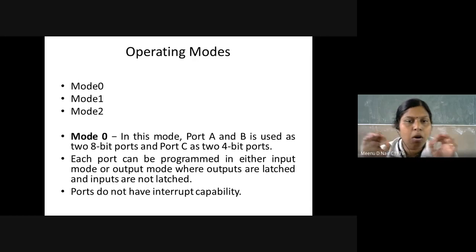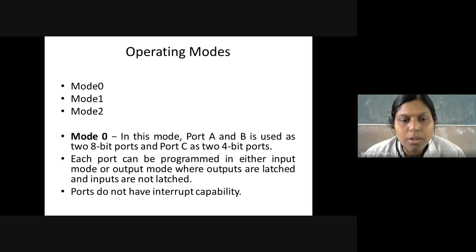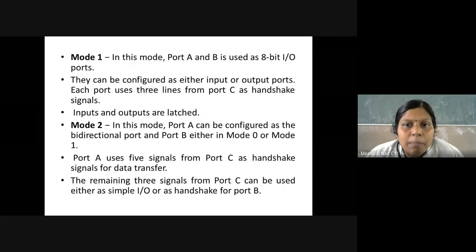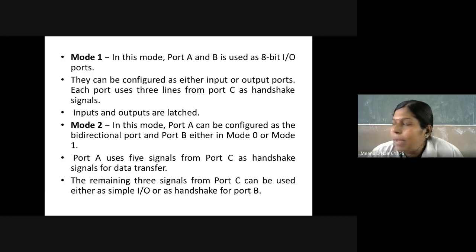So there are 3 modes: mode 0, mode 1 and mode 2. In mode 0 of operation, ports A, B as well as port C act as input output ports. Then what happens in mode 1? Port A and B act as input output ports, and 3 bits of port C act as the handshake signals for port A, and 3 bits of port C act as the handshake signals for port B. That is mode 1 of operation.